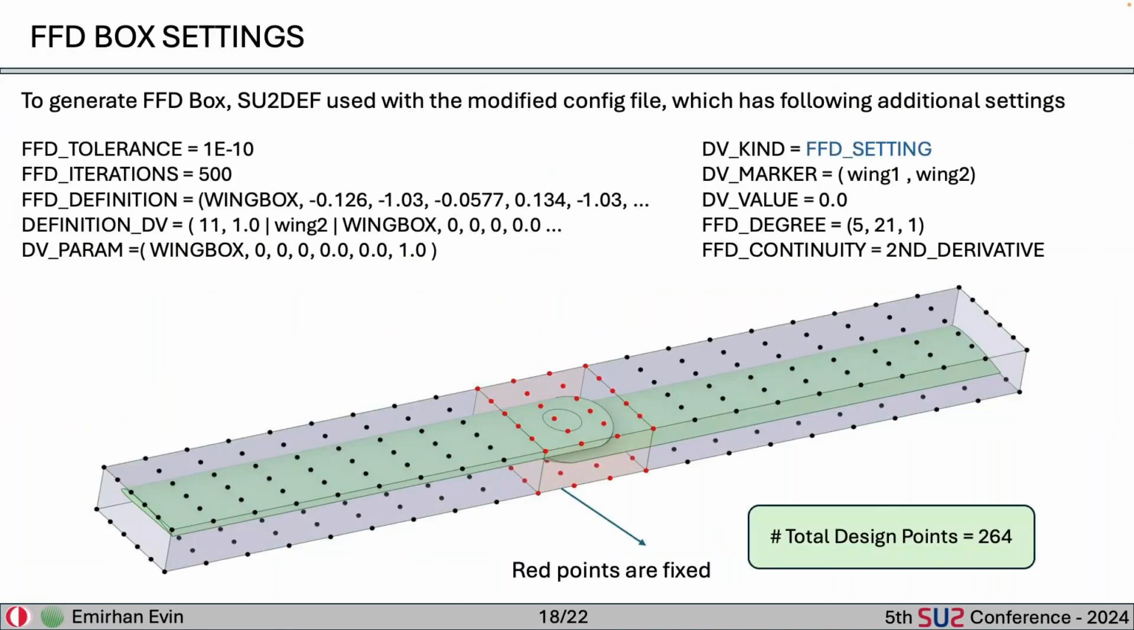For the FFD box generation, we use SU2 def with the given configuration settings. It's important to use the DV candidate FFD setting. And in my study, I use a total of 264 design points.